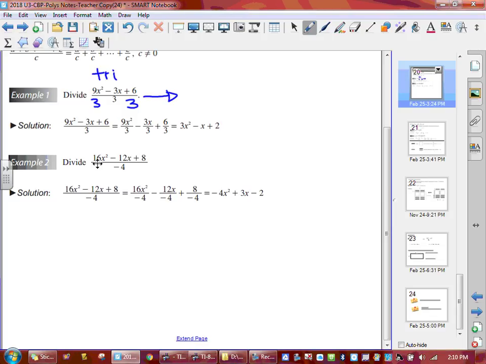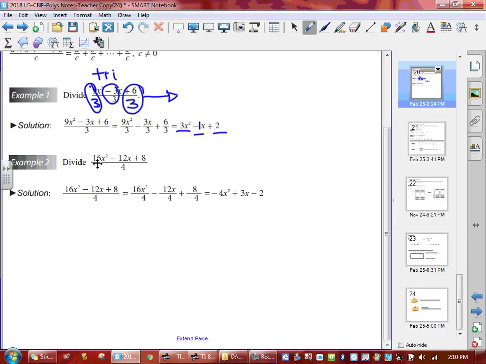Since we're just dealing with constants that we're dividing by, they can only divide with the coefficients. So 9 and 3 give us our 3. Our negative 3 divided by 3 gives us that beautiful little negative 1 there. And then we've got our 6 and our 3 that give us our positive 2. Okay? So they've just shown you step by step what they've done. They've taken each term and divided singly by that digit.